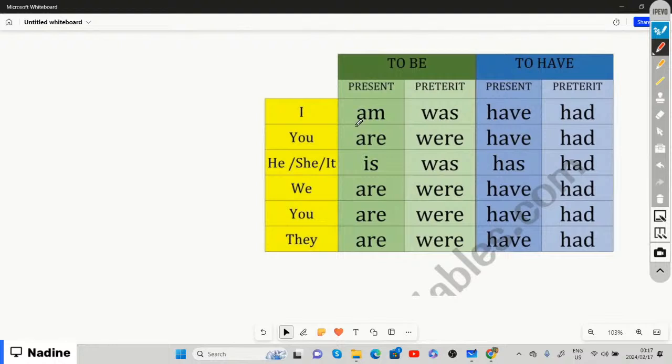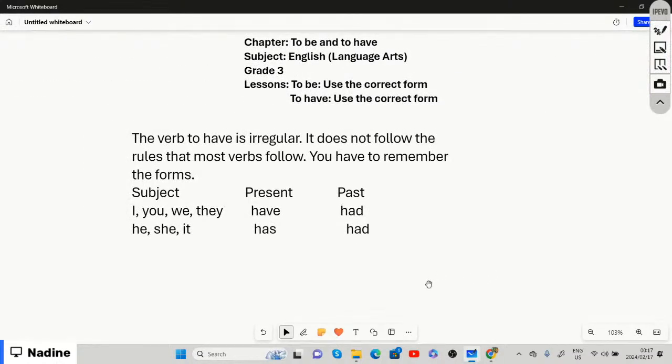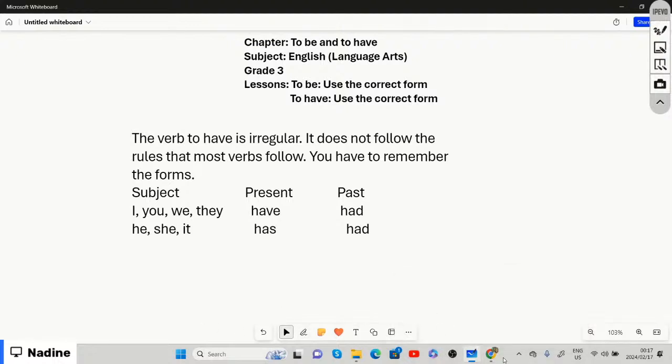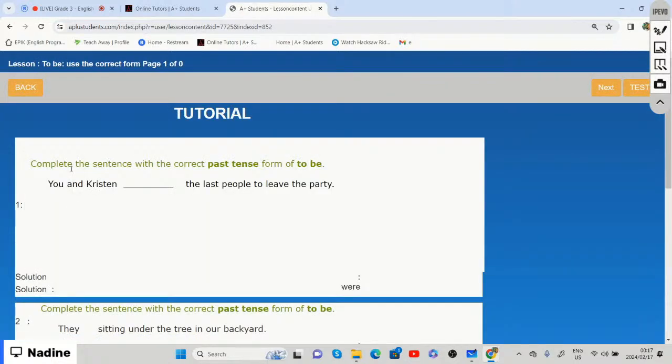But now let's rather go to aplusstudents.ca, and then we will be able to do our different lessons and sentences, and then we'll be able to see how we fit in either the forms of to be or the forms of to have. So we're going to aplusstudents.ca. All right, so we're starting with the lesson of to be, how we can use the correct form.